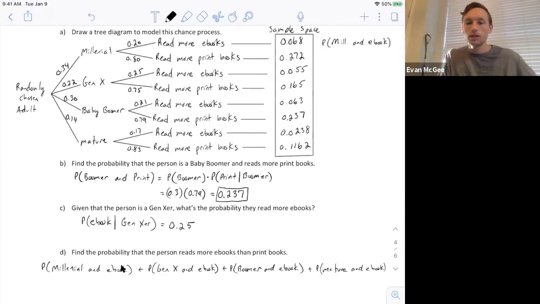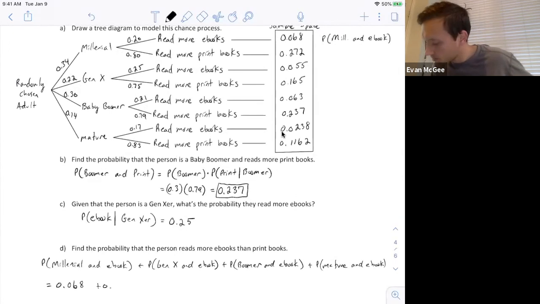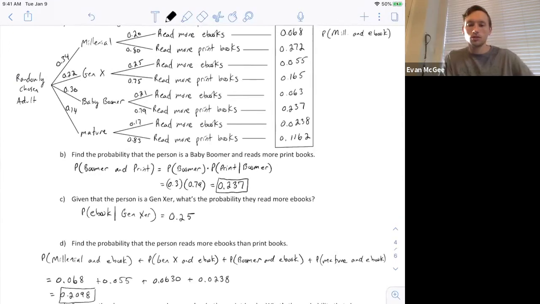These are all the possible ways that we could select somebody who reads more ebooks. So I need to add them together. These "or" statements imply that I need to add each of these together. The probability that they're a millennial and they read more ebooks, we already have these probabilities written out. So here it is here. The probability that they are Gen X and they read more ebooks is right here. Same for baby boomers and then for mature. So I'm just going to add those probabilities together. Okay, so the probability that I randomly select somebody and they read more ebooks is 0.2098, or almost a 21% chance of that happening.